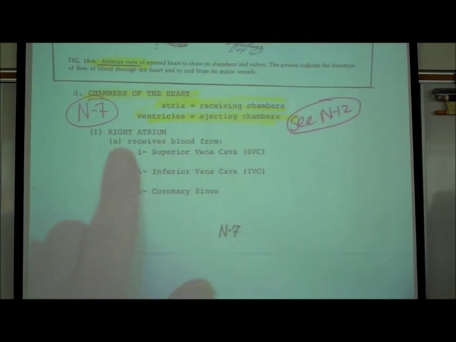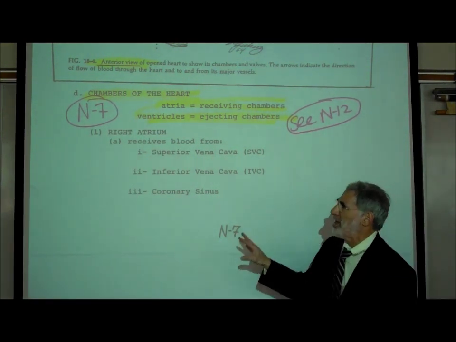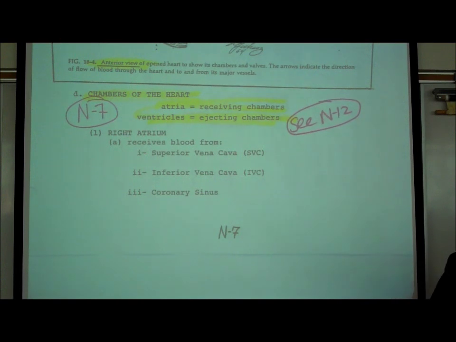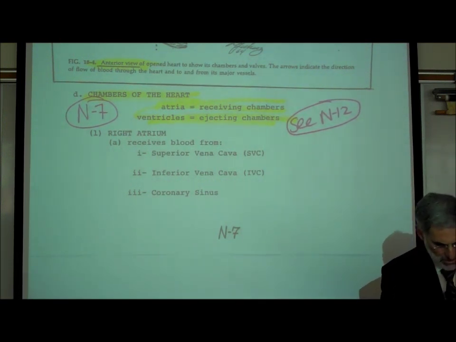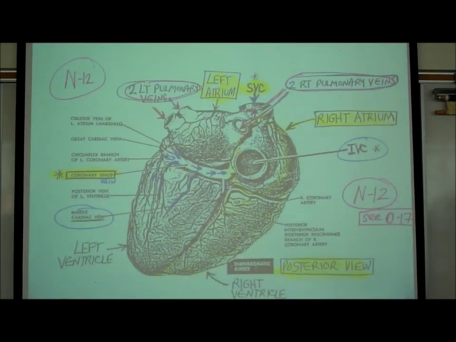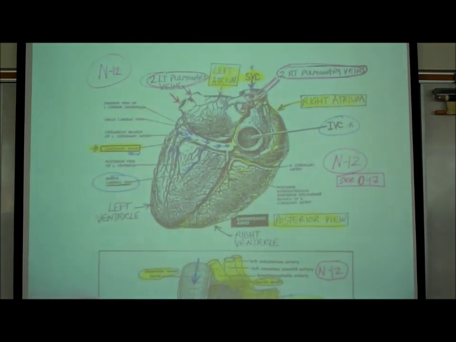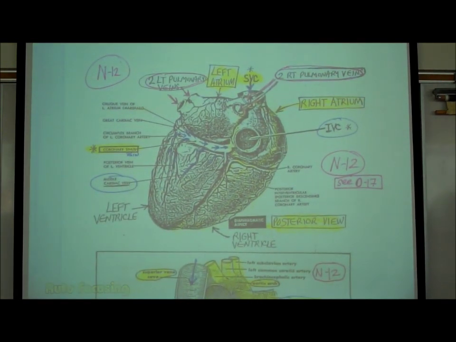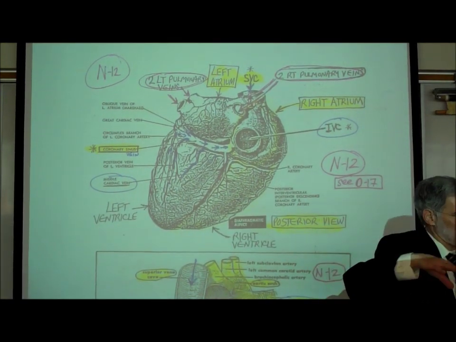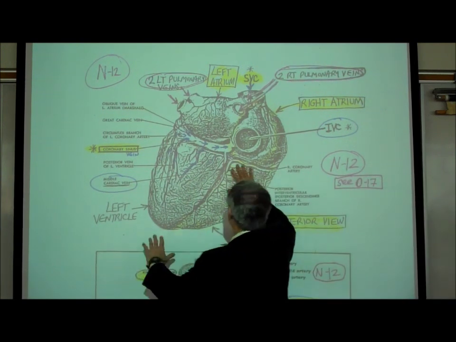As far as the right atrium, we wrote that the right atrium receives blood from three veins: a superior vena cava, an inferior vena cava, and a coronary sinus. So let's show you a picture that shows that very nicely. Let's look on page, and I wrote it here, N12. And on page N12, here's this nice view of the heart. And this is, as I wrote, the posterior view. We have a similar picture on N6, just smaller. All right? So this is the back view.